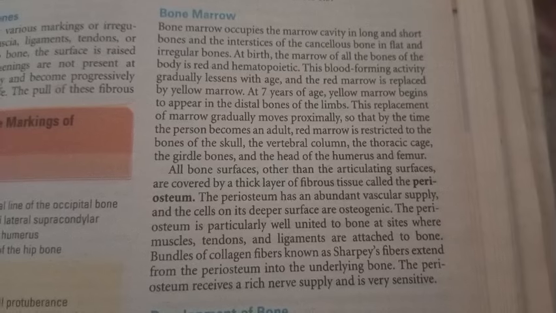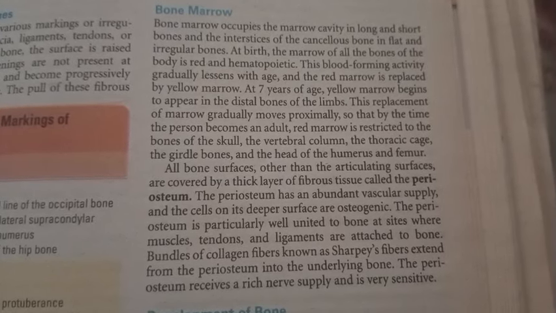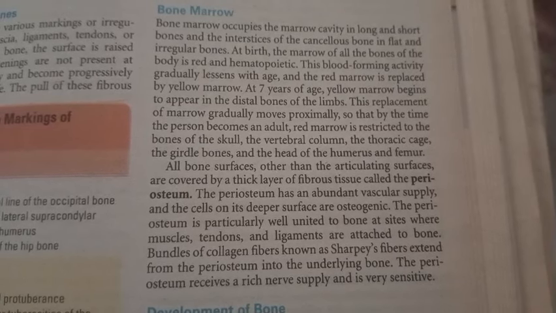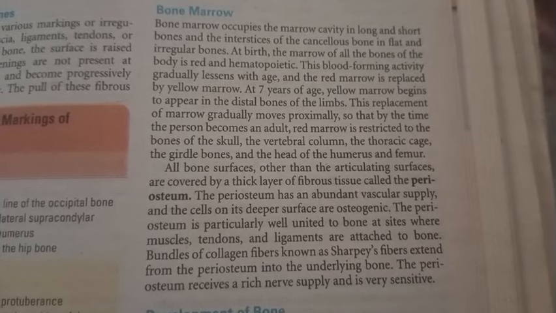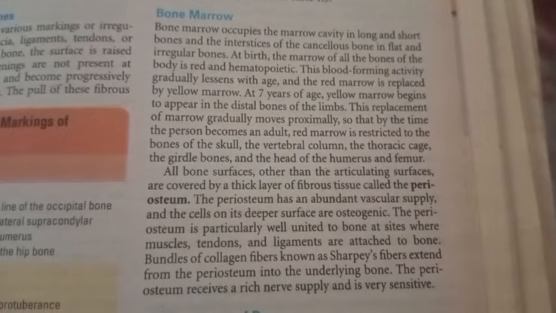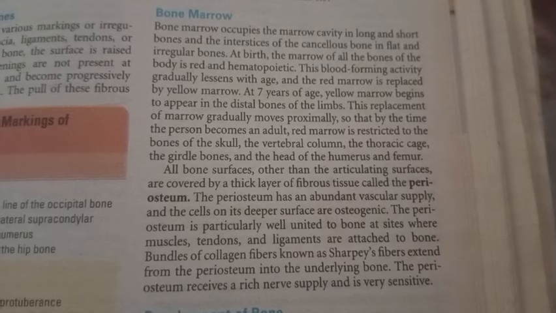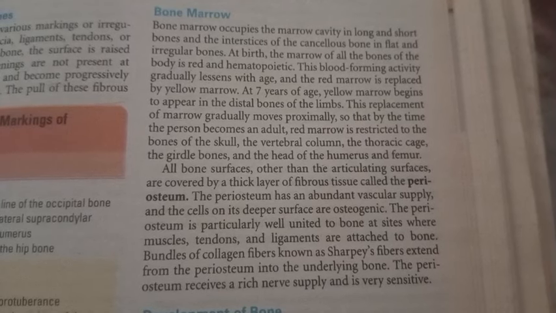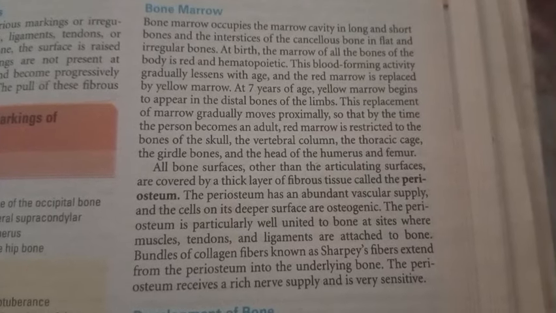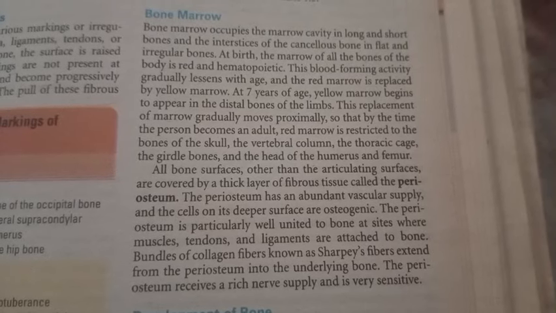At 7 years of age, yellow marrow begins to appear in the distal bones of the limb. This replacement of the marrow gradually moves proximally, so that by the time the person becomes an adult, red marrow is restricted to the bones of the skull, the vertebral column, the thoracic cage, the girdle bones, and the head of the humerus and femur.